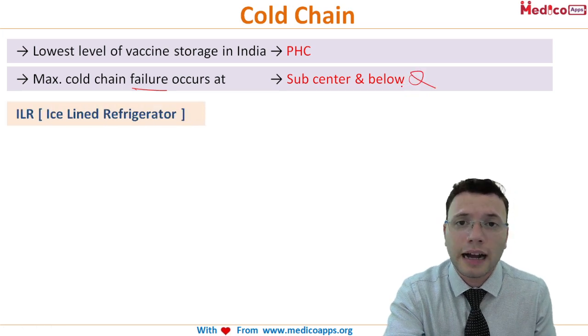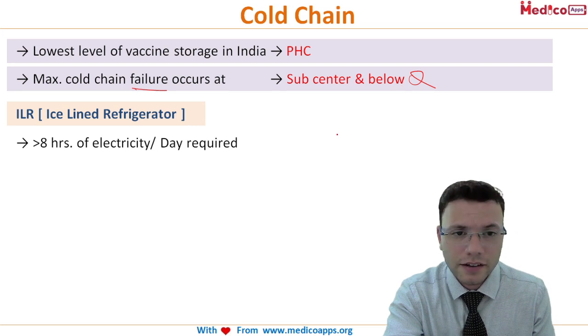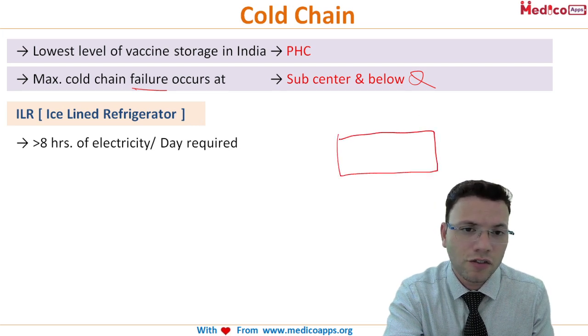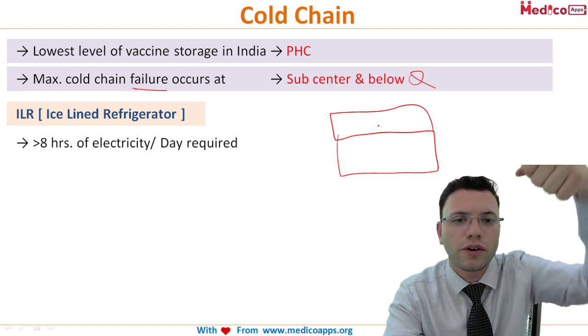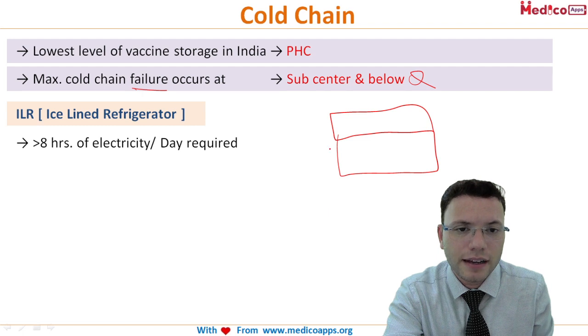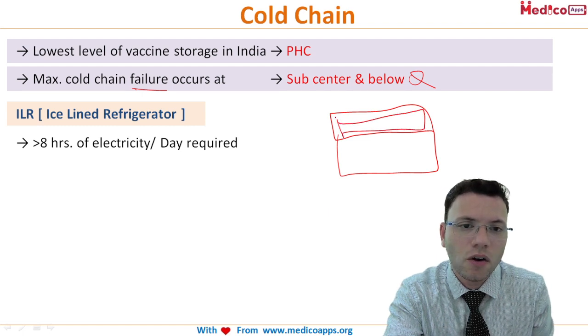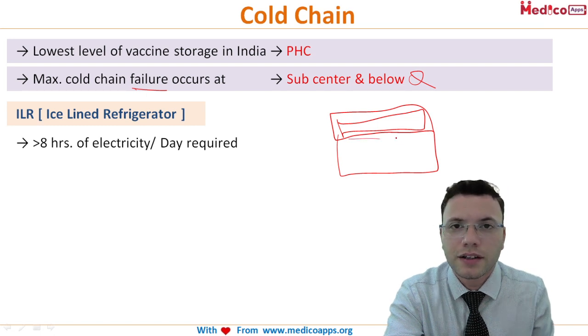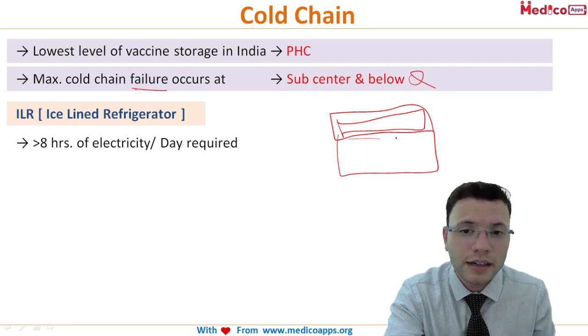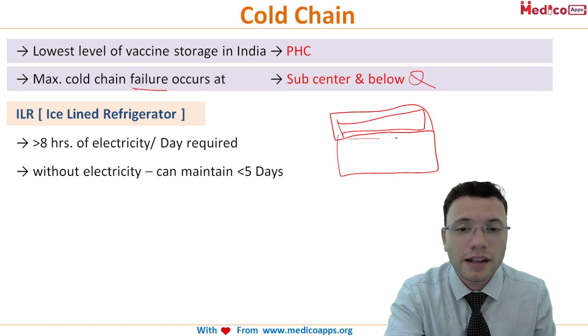Let us learn more about the Ice-lined refrigerator. It's just like a horizontal refrigerator or fridge, where we open it from top to bottom and you have space in it. All the lining is done by ice packs in the Ice-lined refrigerator. At least 8 hours of electricity is required because in villages there's a lot of power cuts. Without electricity, if you have cooled this, it can maintain for 5 days.